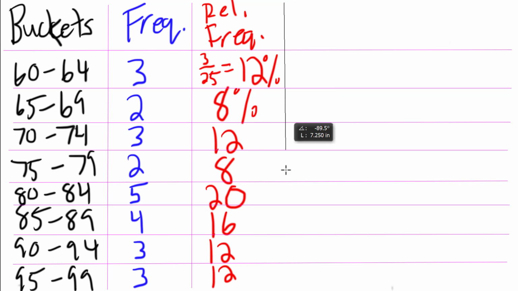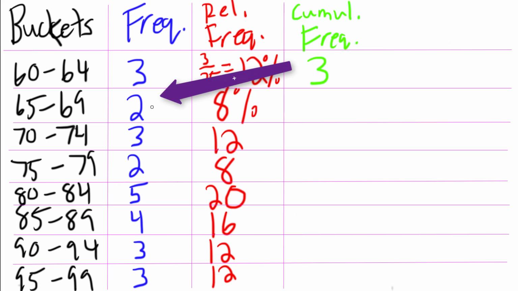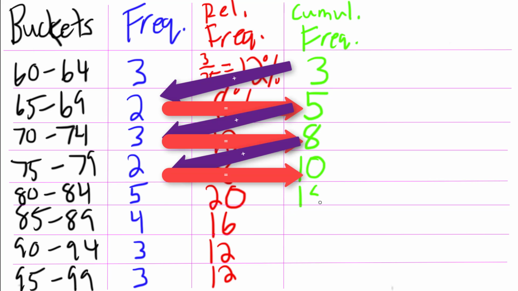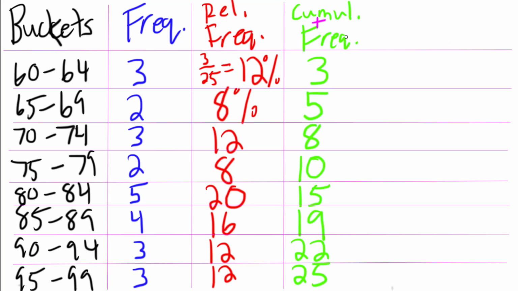Now what we're going to do is the cumulative frequency. We take our first one, and then we add the next. So 3 plus 2 is 5. 5 plus 3 is 8. 8 plus 2 is 10. And we go all the way down. And we're just kind of adding the next ones there. And your last number should be your total number.